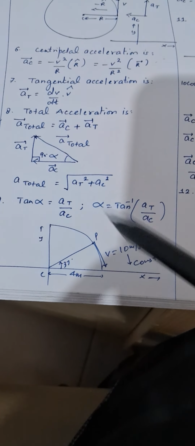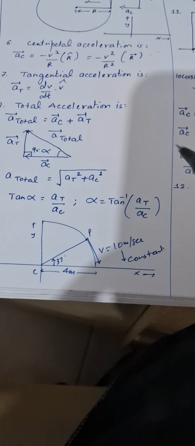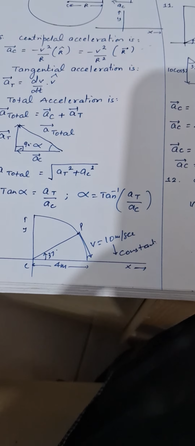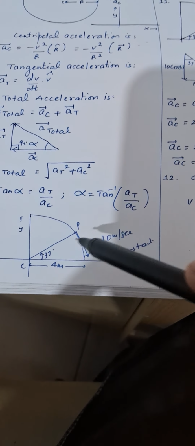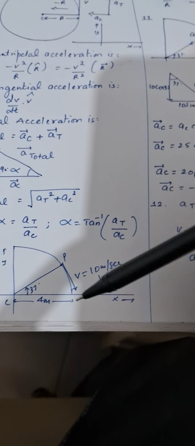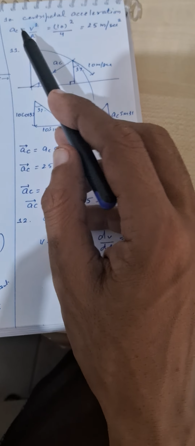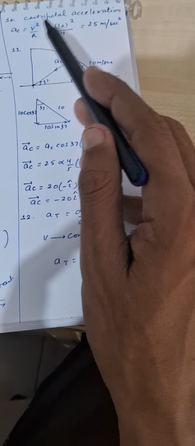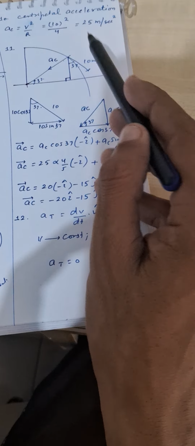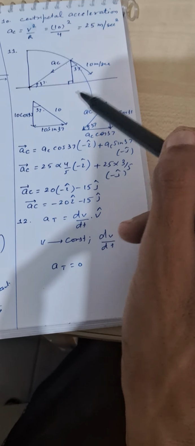Next, now we are being given a question. A particle is moving on a circular track, which is given in the first quadrant itself, with a speed of 10 meter per second, which is given to be constant, and at a certain instant it's at an angle of 37 degree. Radius is given to be 4. The first thing is centripetal acceleration in terms of magnitude, which is v square by r. Solving this, we have 25 meter per second square.